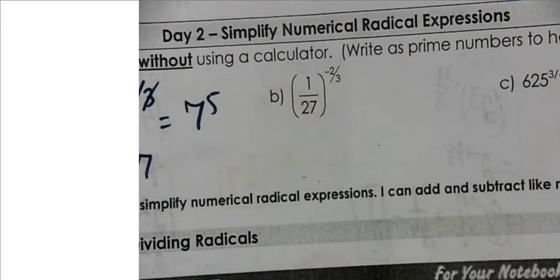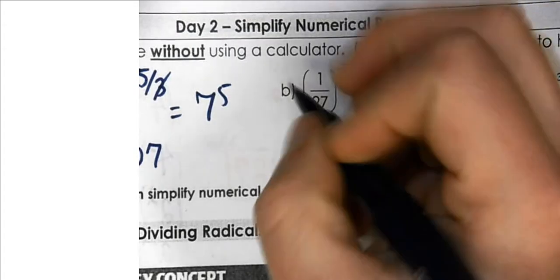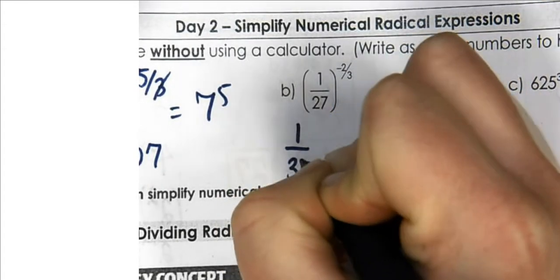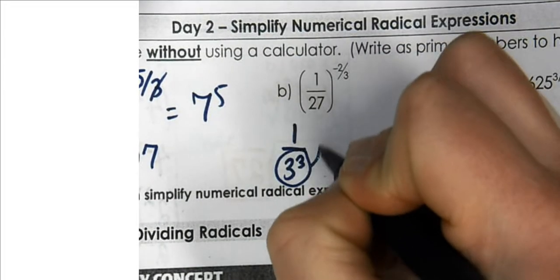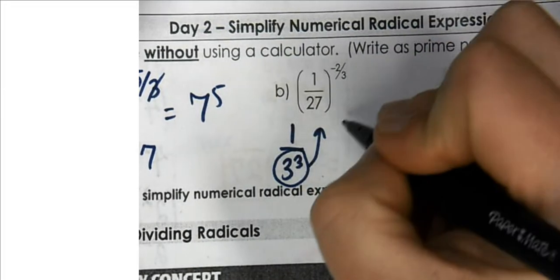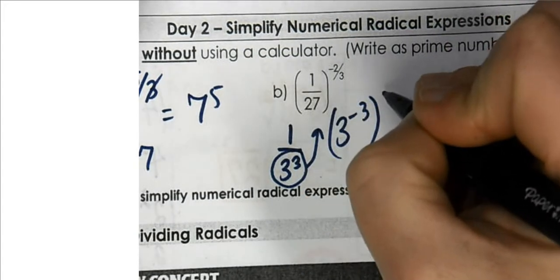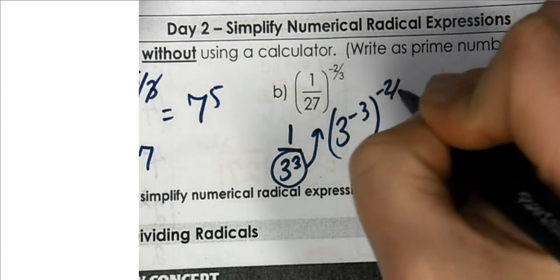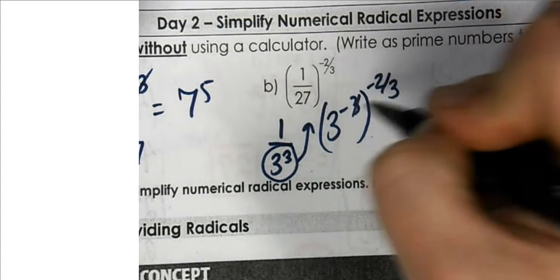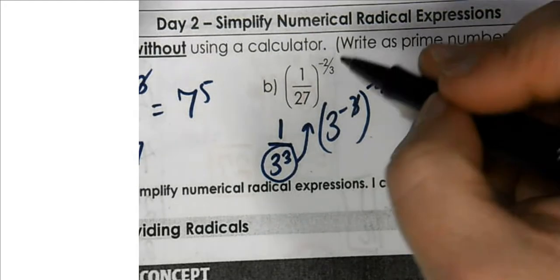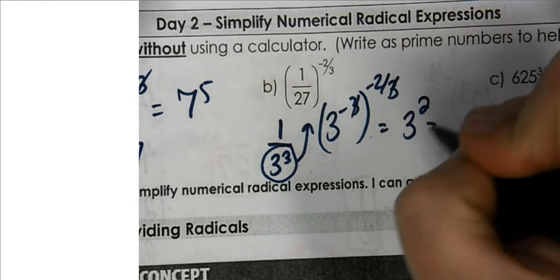In this problem, notice that we have a fraction. And what I know about 27 is that it's really 3 to the 3rd power. So what I'm going to do is bring that 3 to the 3rd power up so that I end up with 3 to the negative 3rd power being raised to the negative 2/3 power. So now the multiplication of 3 eliminates the division of 3, and a negative times a negative is going to give me a positive 3 squared. So my answer is 9.